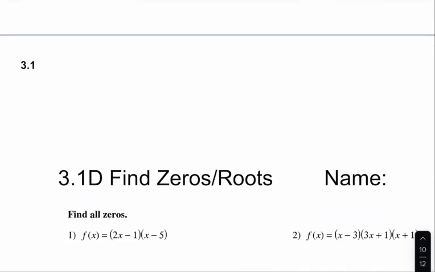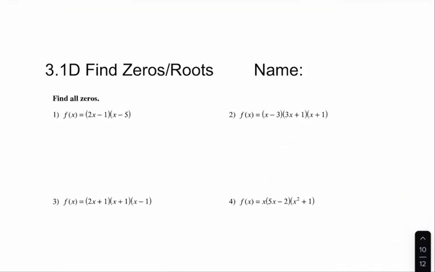Okay. So let's take a look at our homework that matches this, okay? So you'll notice it's in factored form already. So our first problem here, let's do that together. We're just going to set 2x minus 1 times x minus 5 equal to 0, which allows us to do 2x minus 1 equals 0 and x minus 5 equals 0. And then you could just solve those very quickly.